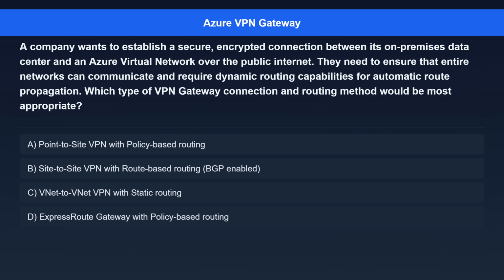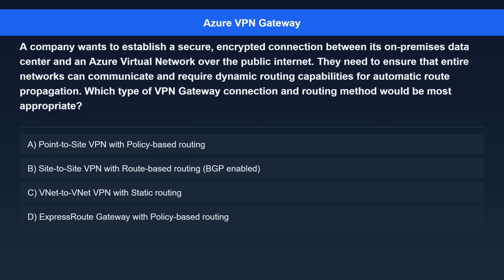Question 4. A company wants to establish a secure, encrypted connection between its on-premises data center and an Azure virtual network over the public internet. They need to ensure that entire networks can communicate and require dynamic routing capabilities for automatic route propagation. Which type of VPN gateway connection and routing method would be most appropriate?